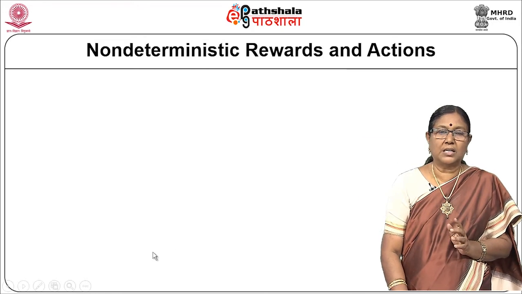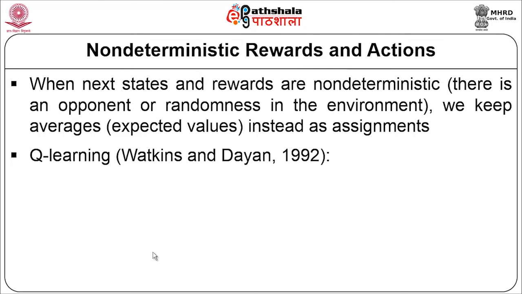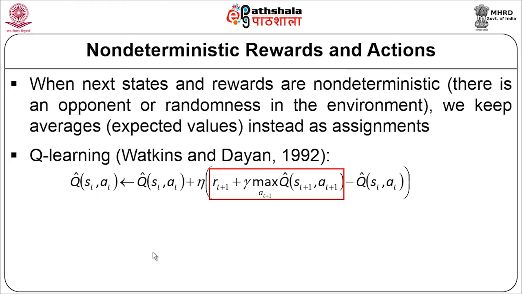Now, we are talking about non-deterministic rewards and actions. When next states and rewards are non-deterministic, it is either because there is an opponent who will try to stop your progress, or randomness in the environment can change things. We keep averages or expected values instead of assigning values. So, that is the difference here. This part is called Q learning, and it was developed by Watkins and Dayan in 1992. What we do here is we have a learning rate associated.